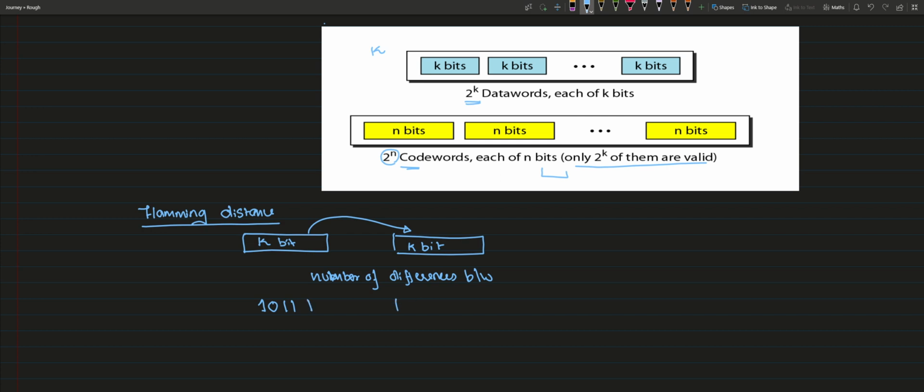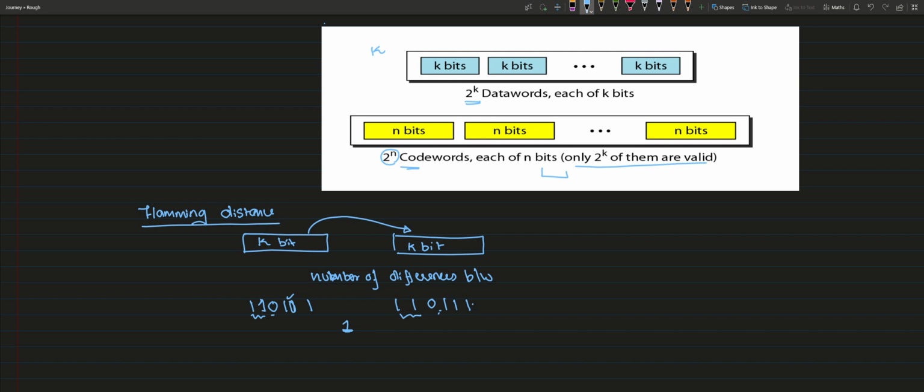In the sense, if I consider 10111 and 110111, let me make this one 0. Now if you consider, the first two bits are same, the third bit also same, fourth bit also same, fifth bit is different, right? And the sixth bit is same. So only one bit is different. So the Hamming distance is 1.